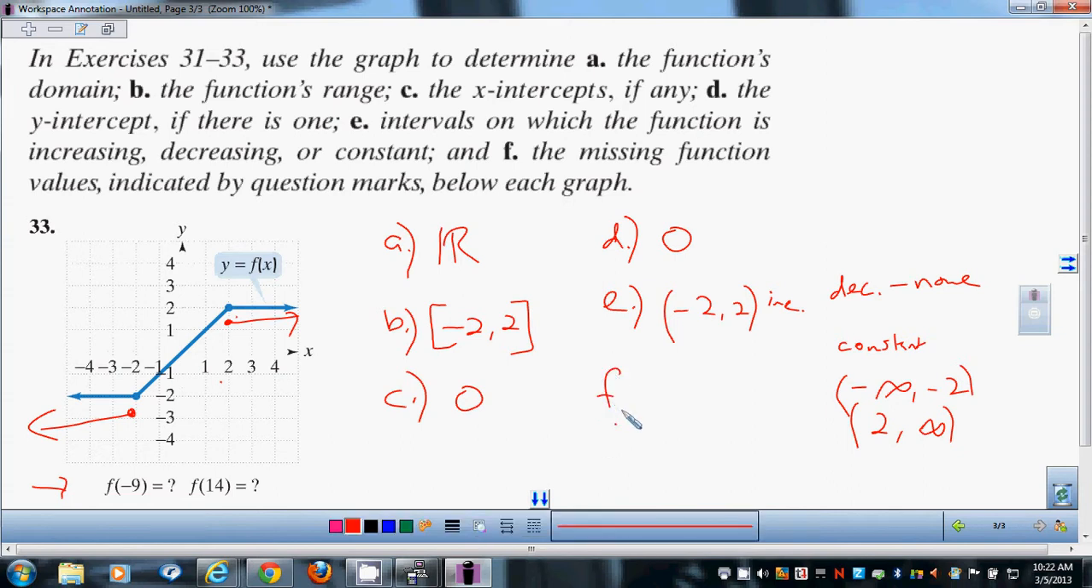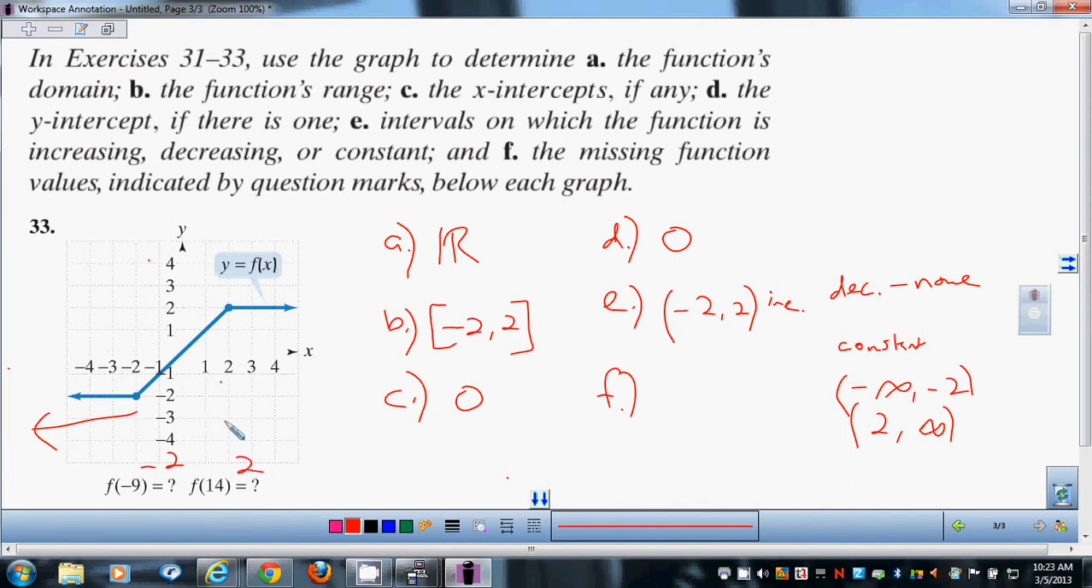And last but not least, who can tell me how to find the 2 values at the bottom? What about you, Kevin? Want to take a stab at f of -9? Well, would you agree that -9 is way out here? Would you agree that our function's just tailing off right here? So therefore, can we assume that it's the same y value? There you go. -2. And what about f of 14, Marco? +2. Very good. -2 and +2.